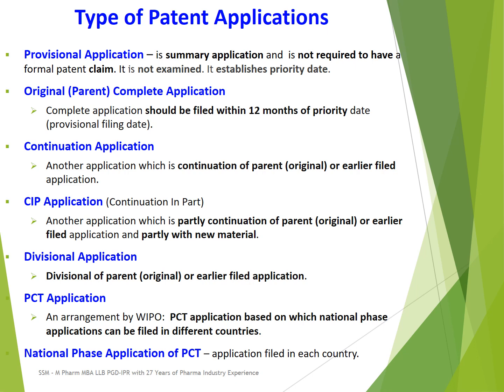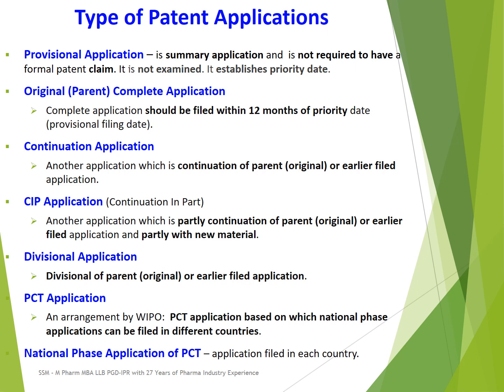Next is the original or parent complete application. When you file the complete application after perfecting or completing your invention, that application will be the complete application. You have to file the complete application within 12 months from the priority date, or within 12 months of filing of the provisional application.